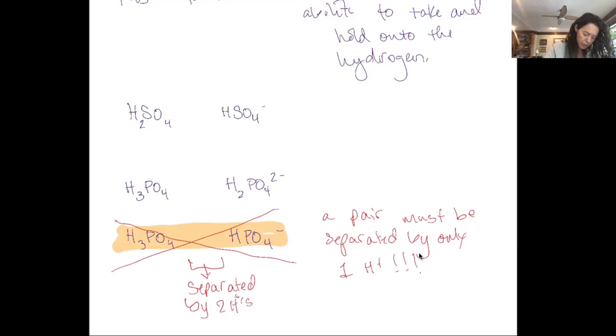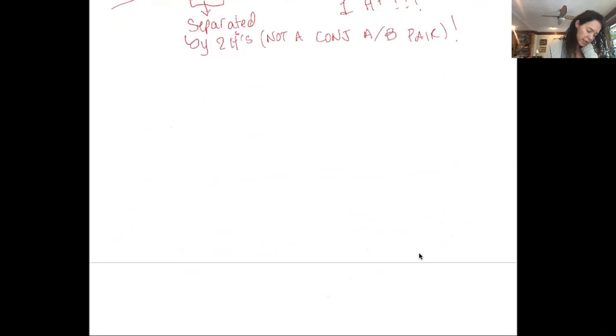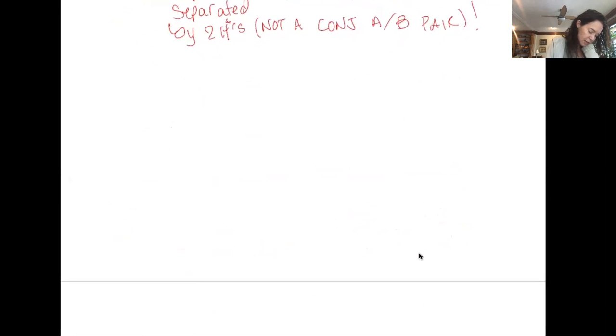Right? Therefore, this is not a conjugate acid-base pair. Okay? So I just want you to visually see that. It's got to be separated by only one hydrogen to be considered a conjugate acid-base pair. Okay. Now let's look at our relative strengths and see if we can end this here.